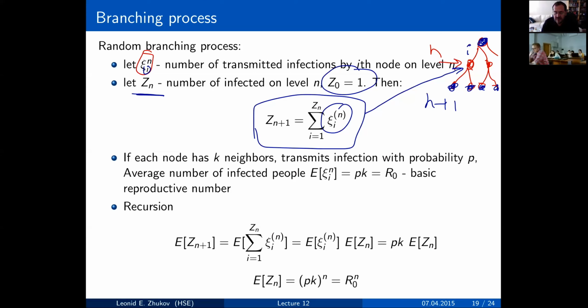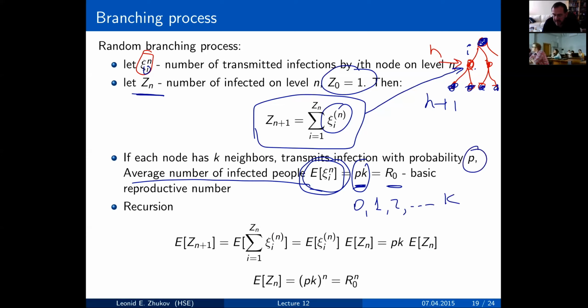Now, Z is a random variable. Anytime we deal with random variables, you might want to look at some averages, and that's usually the easiest way to handle those things. So the average number of infected people: the average of this C_i, we already talked about it. It's just P times K, because every person has K contacts, and P is the probability that they're going to be infected. So P times K, or this R naught, is the average of this random variable. Again, every node can infect either 0 people, 1, 2, etc., up to K, but infection happens with probability P, so the average will be P times K.